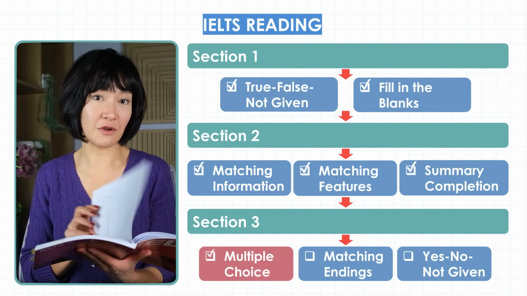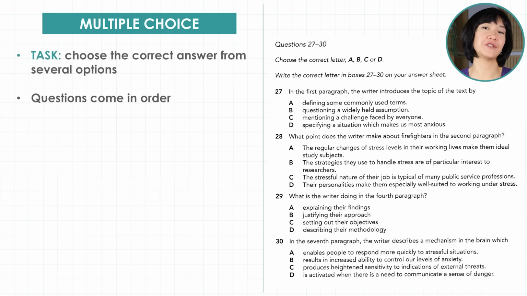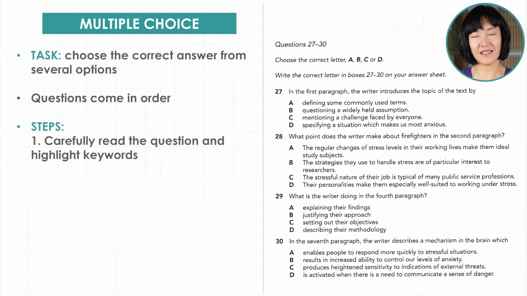So starting with multiple choice questions. Choose the correct letter A, B, C, or D. And we have 4 questions. How do you solve these questions? Well, first of all, the questions appear in the same order as in the passage. You're not bouncing around, searching randomly. So first of all, start by really understanding the question. Take a moment to highlight the keywords. They are gold. Sometimes the question even tells you the exact paragraph where the answer is. Other times, a surname or another keyword will tell you where to look.